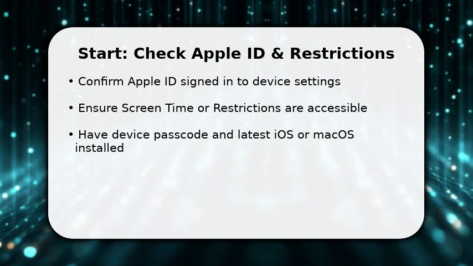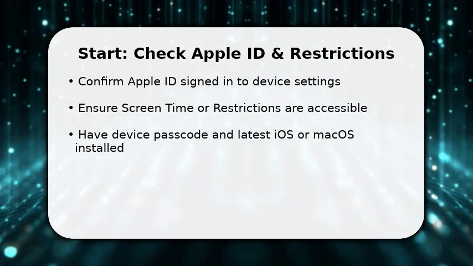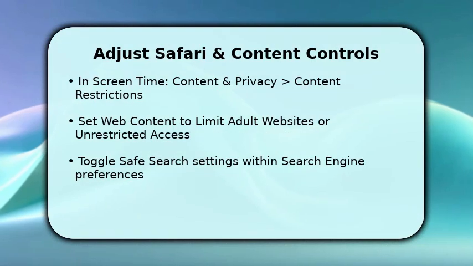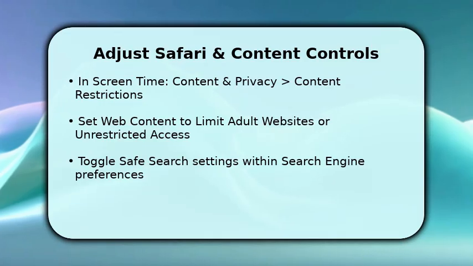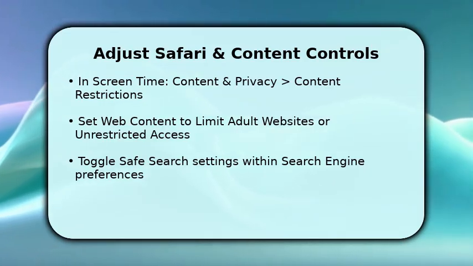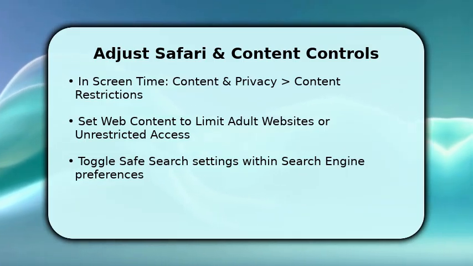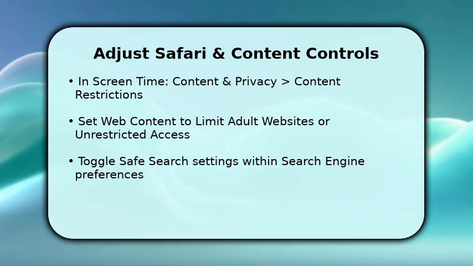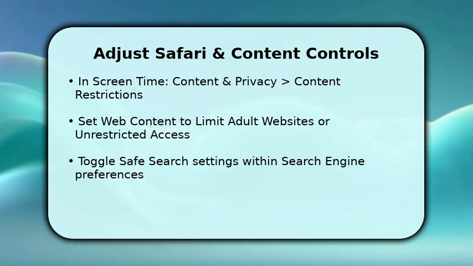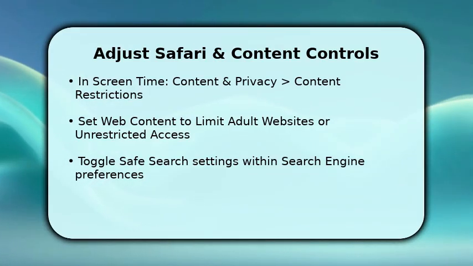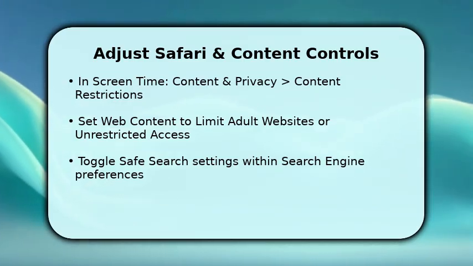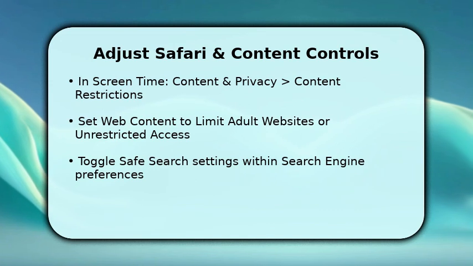Next, in Screen Time, choose Content and Privacy, then Content Restrictions, and tap Web Content. Change the setting to limit adult websites or unrestricted access depending on your goal. For Macs, open Safari Preferences, go to Search, and toggle the Safe Search option for the selected search engine. If using Google, Bing, or DuckDuckGo, confirm each engine's built-in Safe Search setting too. These steps control both Safari's behavior and the search provider's filters, which together enforce Safe Search results.